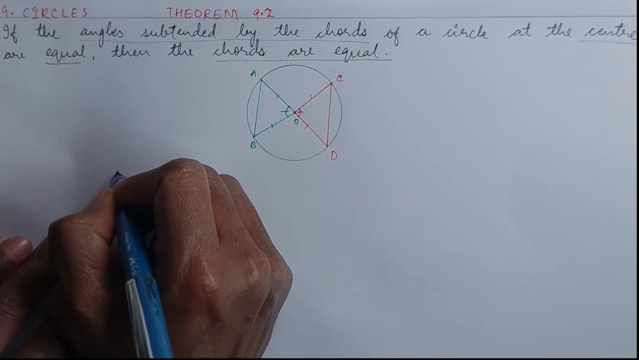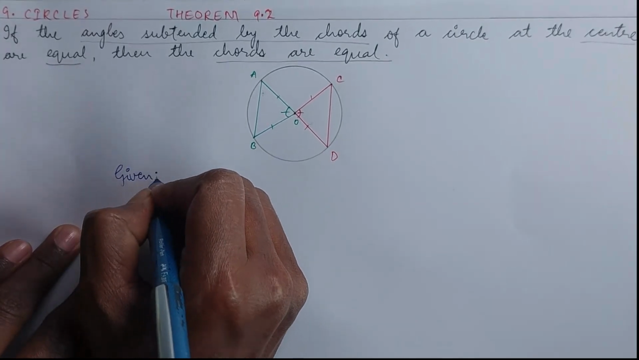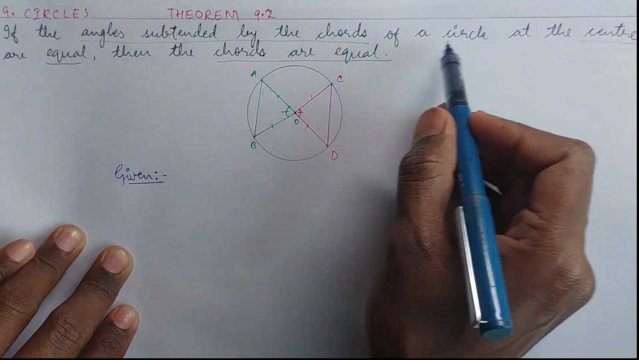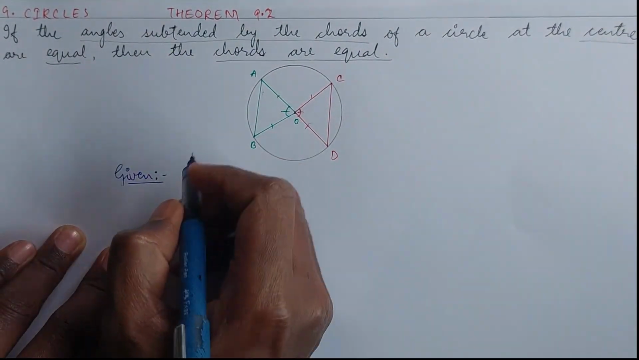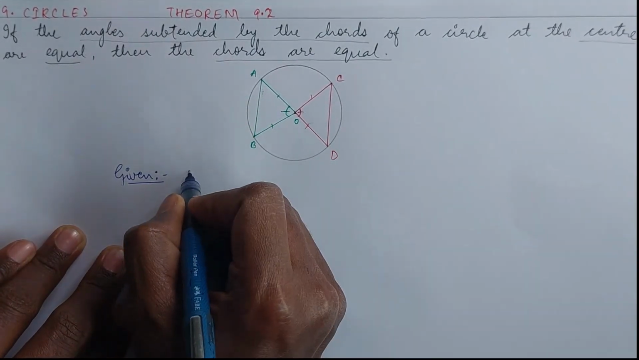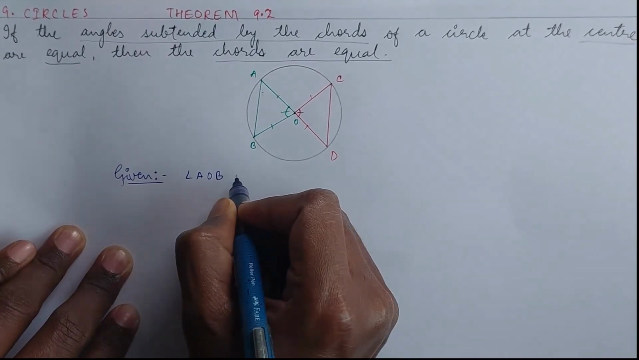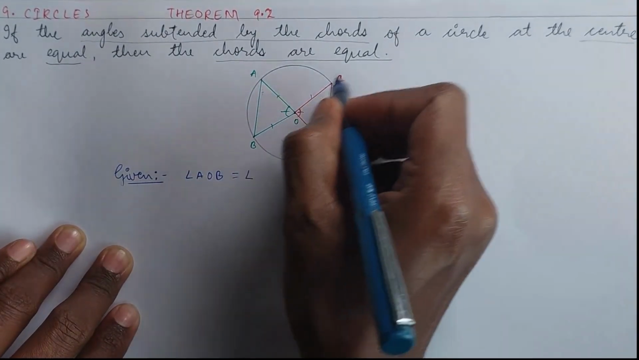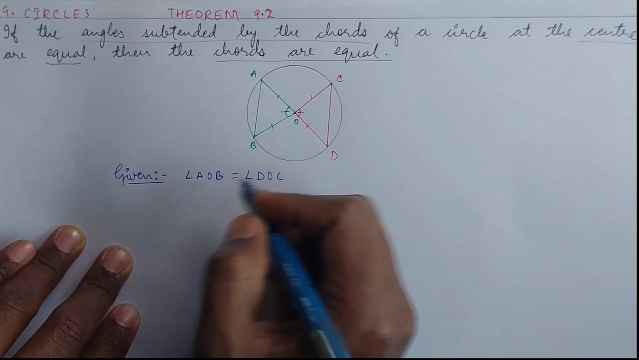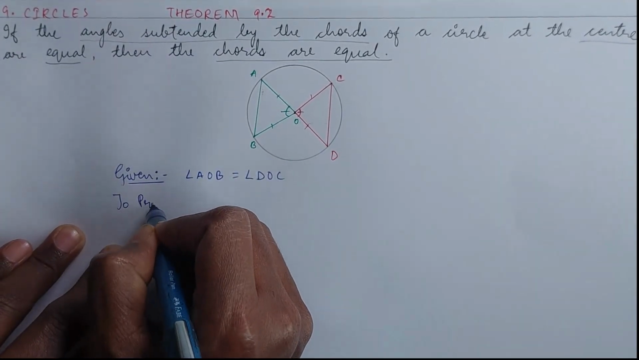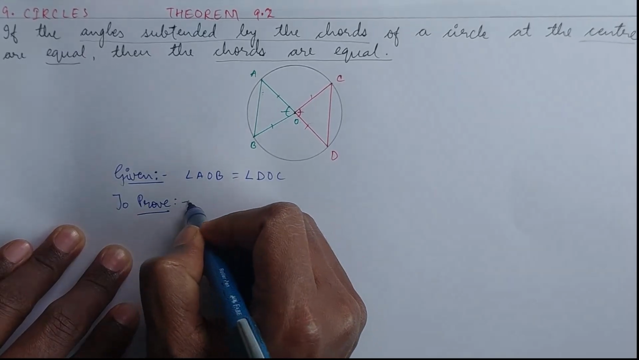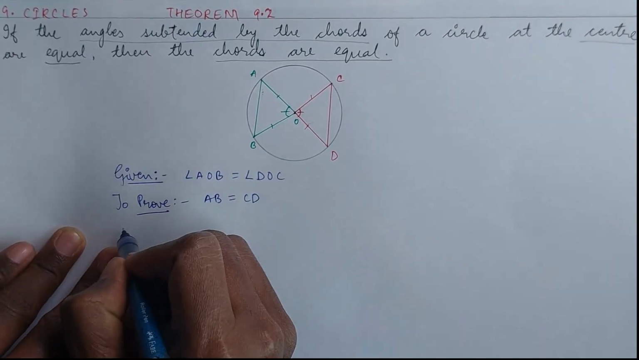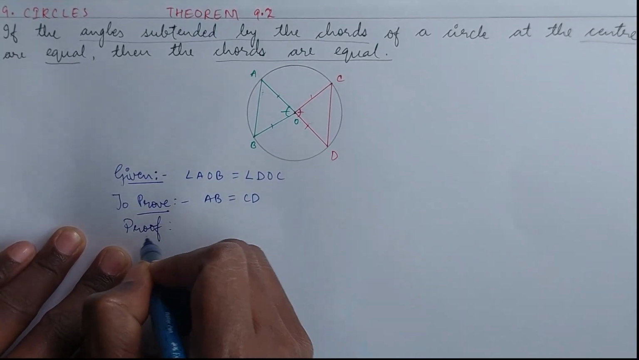Now let us go and prove. First we will write what is given. It is given in the statement that angles subtended by the chords of a circle at the center are equal. So these are the two angles. Angle AOB equals angle DOC. Now to prove AB equals CD, let us write the proof.